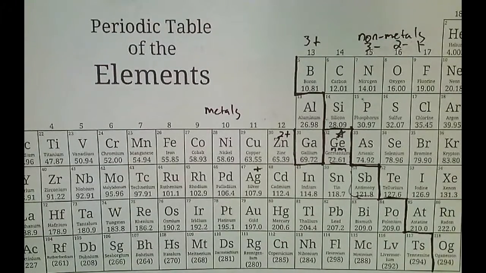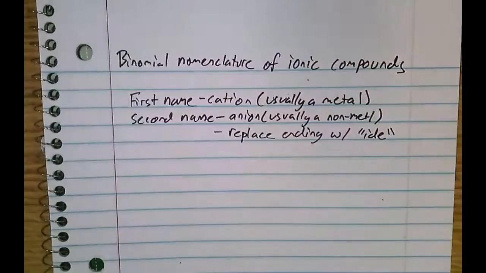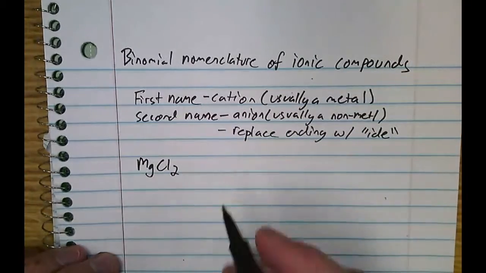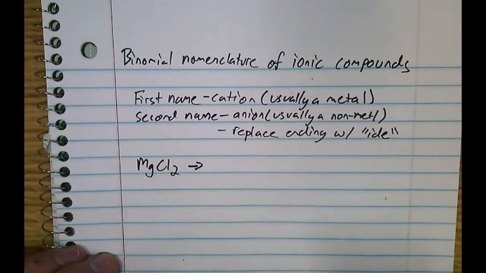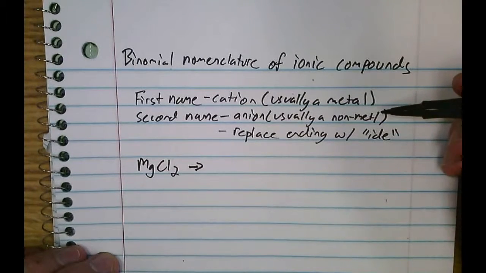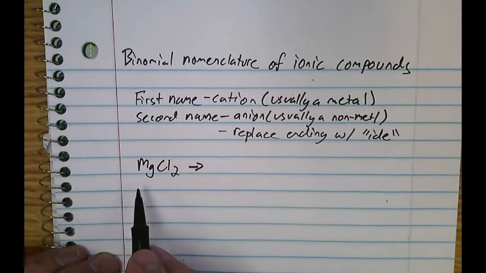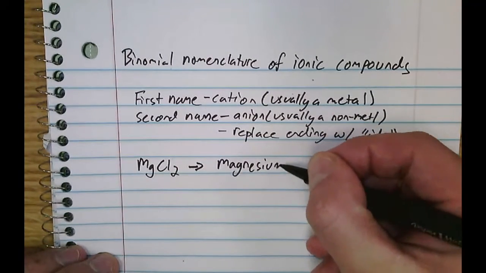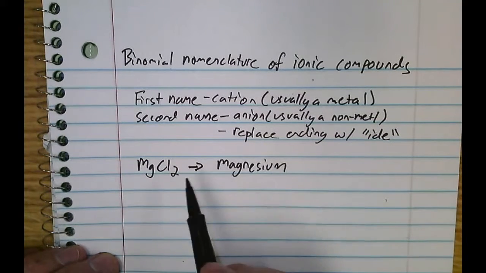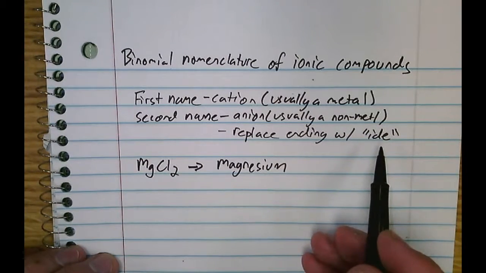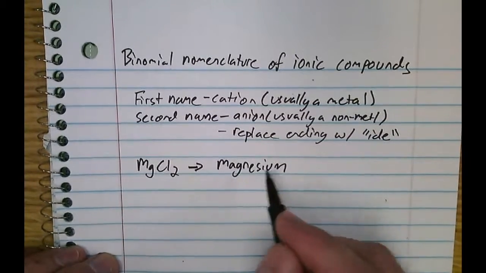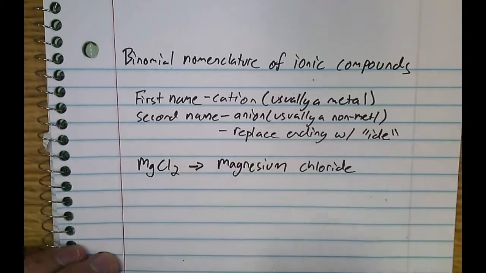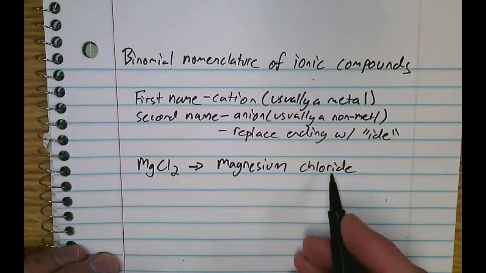Okay. So the first one I want us to do is going to be MgCl2, magnesium chloride. Now, when we follow our naming rule, the first thing we're going to say is the cation. That's the metal. That would be magnesium. So I'll say magnesium. And then we're going to say the anion, which is chlorine, but we're going to replace the ending with "ide." So instead of saying magnesium chlorine, we're going to call it magnesium chloride. Okay, so again, we replace the ending with "ide."